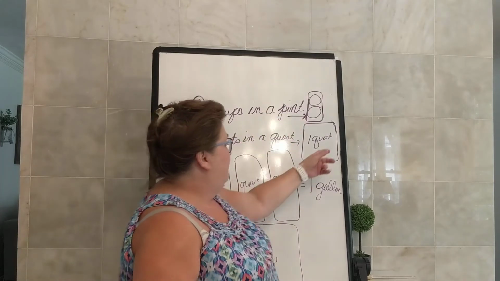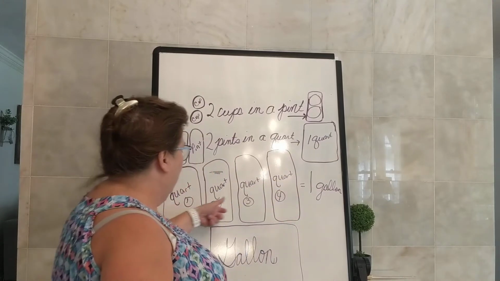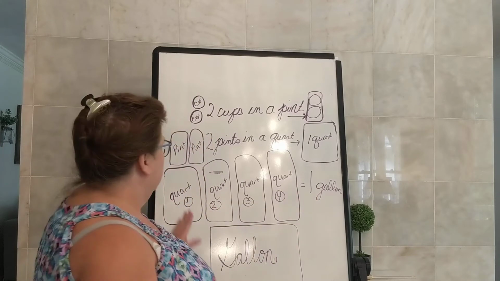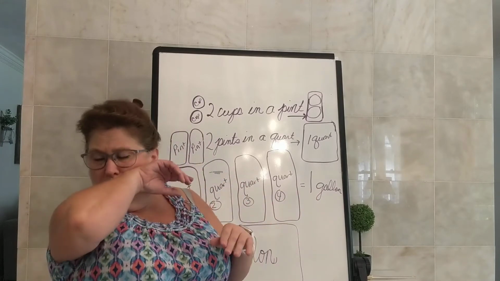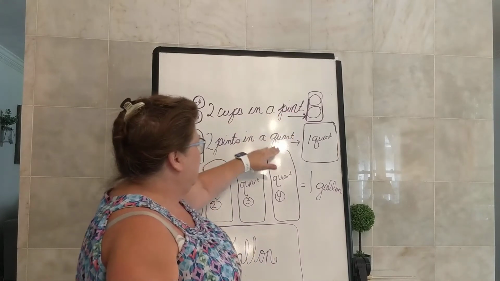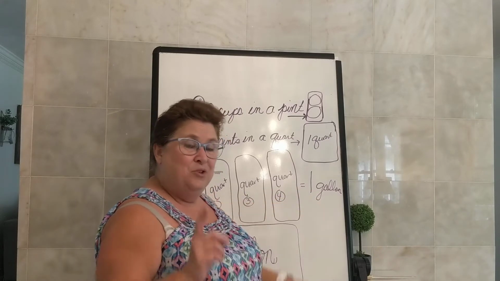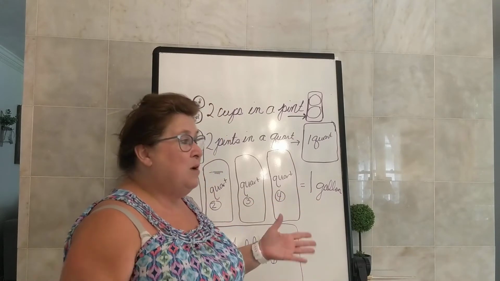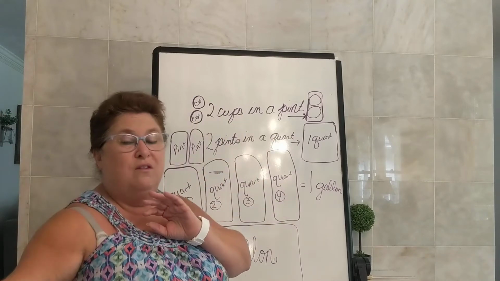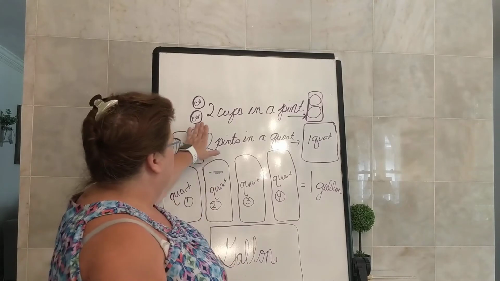So then we have 4 quarts. 1, 2, 3, 4. 4 quarts that equal 1 gallon. Okay? So 2 cups in a pint, 2 pints in a quart, 4 quarts in a gallon. You must have these memorized. You will use them from 3rd grade all the way through all of middle school and probably half of high school for real.